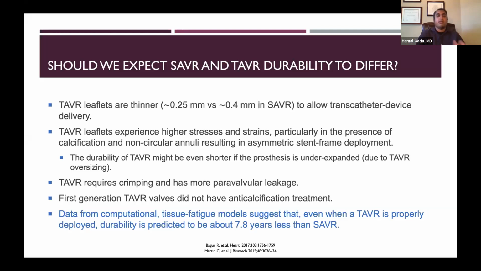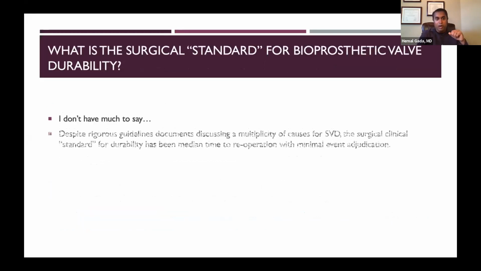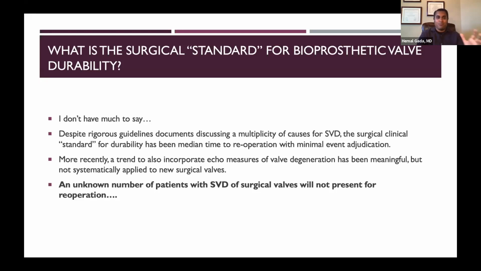So really bad things, but practically should we be concerned? And that's kind of what I want to transition to. So what is the surgical standard for bioprosthetic valve durability? I really don't have much to say about that. Why? Because despite rigorous guideline documents discussing a multiplicity of causes for structural valve deterioration, the surgical clinical standard for durability has been median time to reoperation with minimal event adjudication. More recently, there's been this trend to also incorporate echo measures of valve degeneration, which has been meaningful, but not systematically applied to new surgical valves. So the bottom line here is that an unknown number of patients with SVD of surgical valves will not present for reoperation. So our data is flawed.